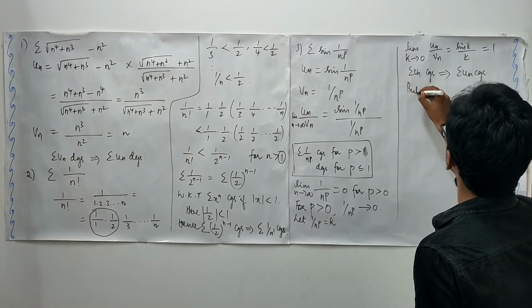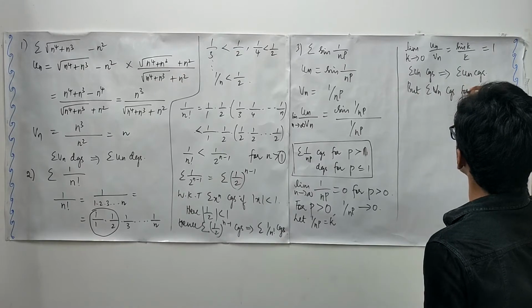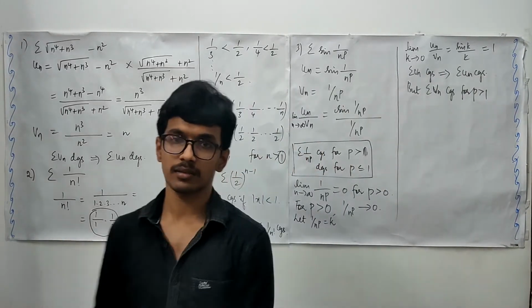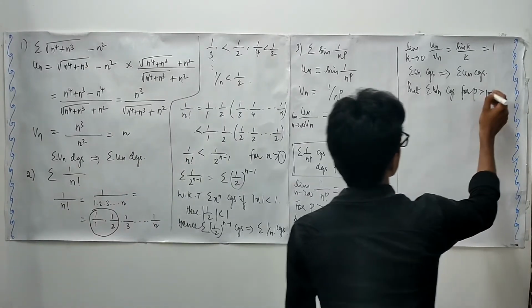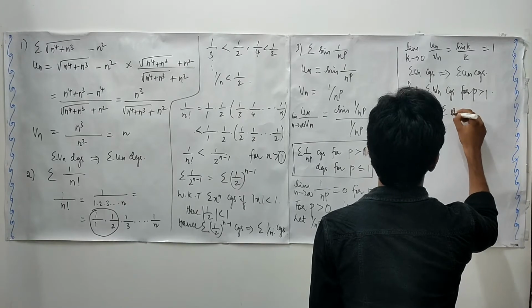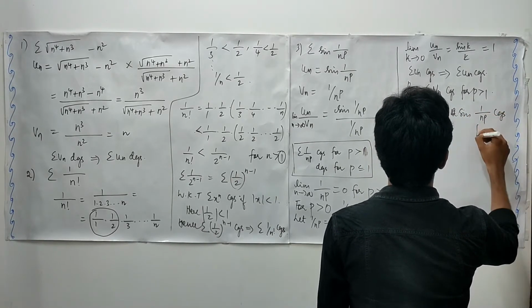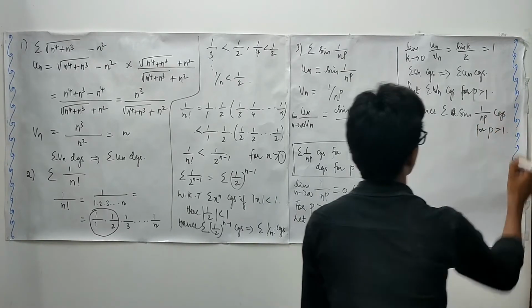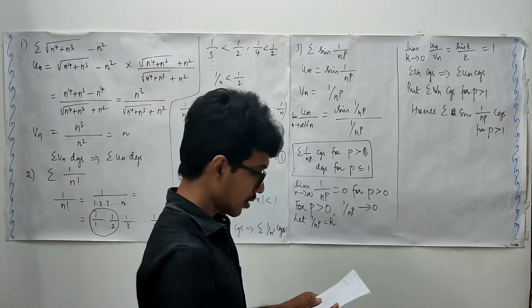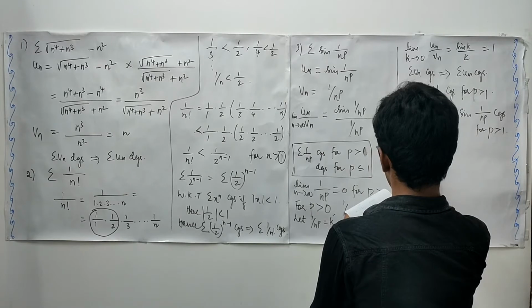But summation vn converges for p bigger than 1, not for all values, right? Hence, your summation sine 1 upon n power p converges for p bigger than 1. Only for this case it is going to be convergent. Right? Let me pick the other problem.